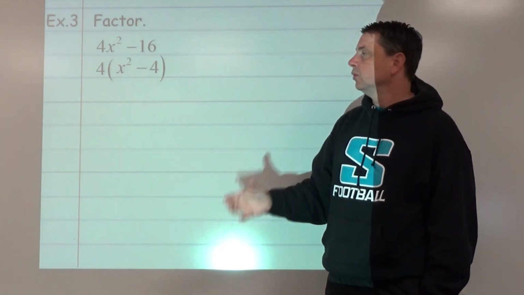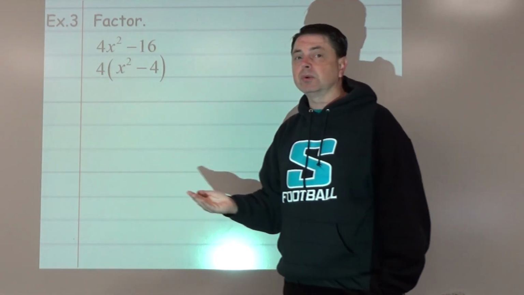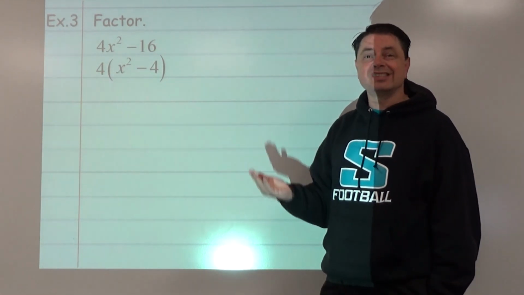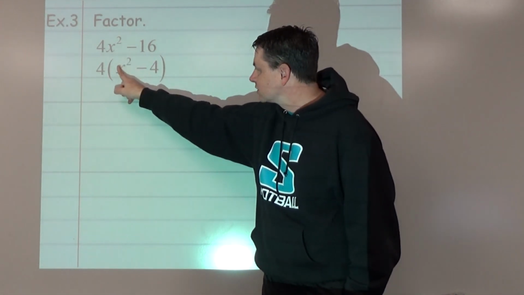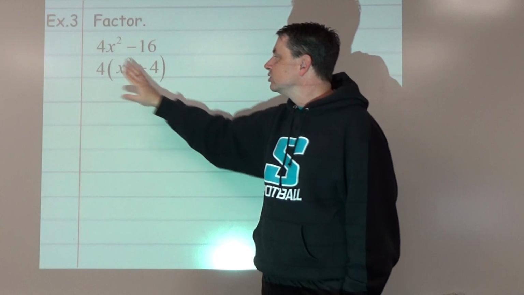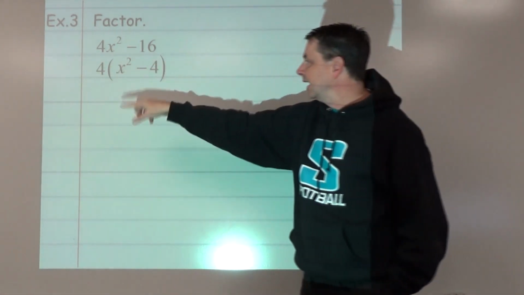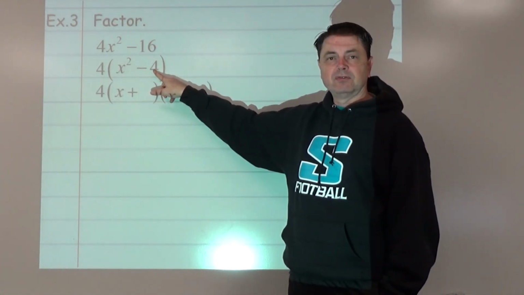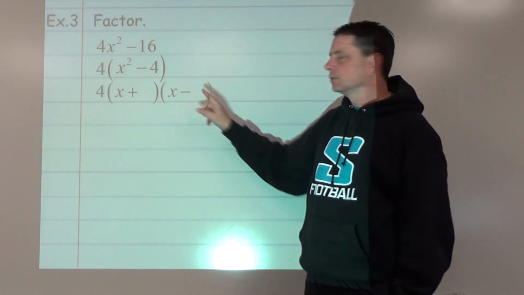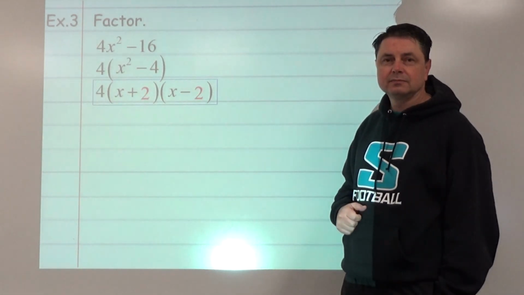Maybe we're done. Maybe we continue. We're going to look in here. It's two terms. The only thing we know how to do is difference of squares. Is it a difference of squares? It is. It's a minus. That's a square. That's a square. So keep the 4 in front, double bubble after that. X and x. What did we square to get the 4? 2 and 2. That one's done.